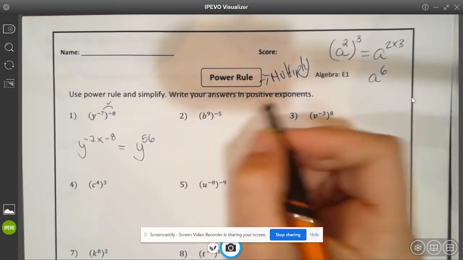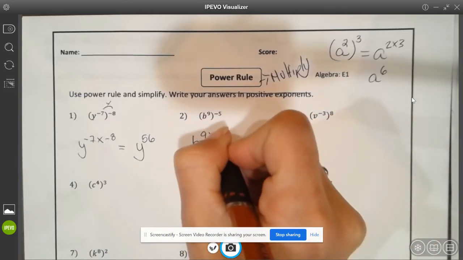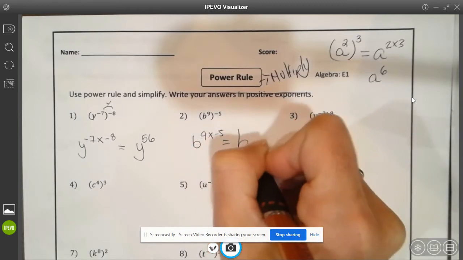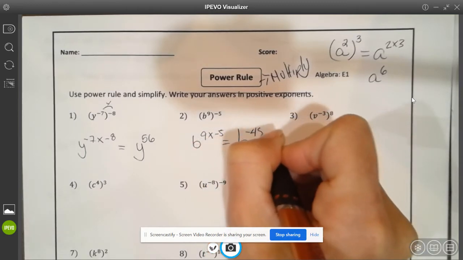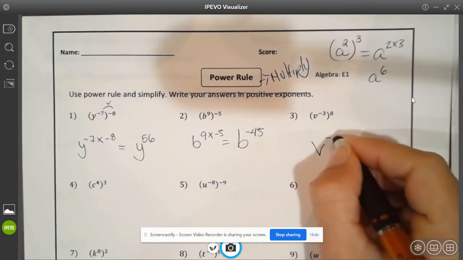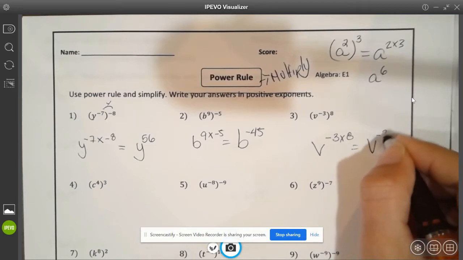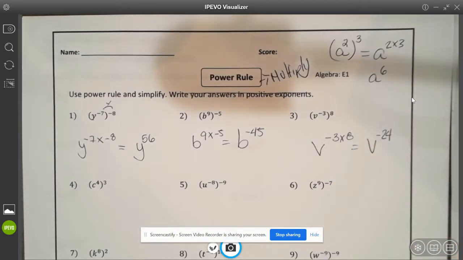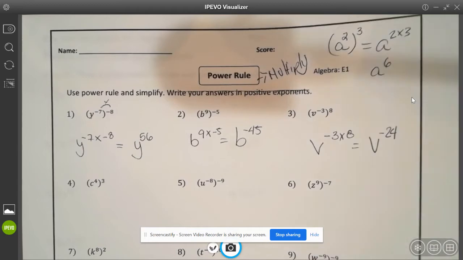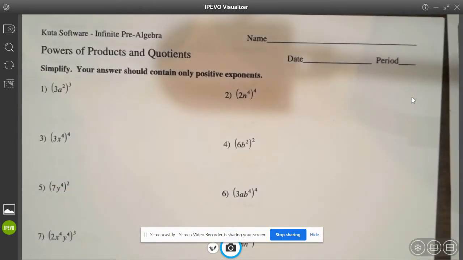All right, so same thing here. We have b to the 9 times -5, which is b to the -45. V to the -3 times 8 is v to the -24. Okay, so that's pretty much it here. Pretty straightforward, right? You multiply. You just got to remember that.